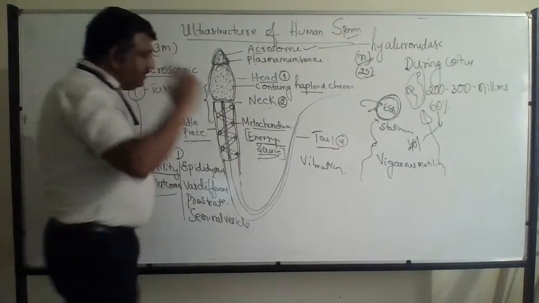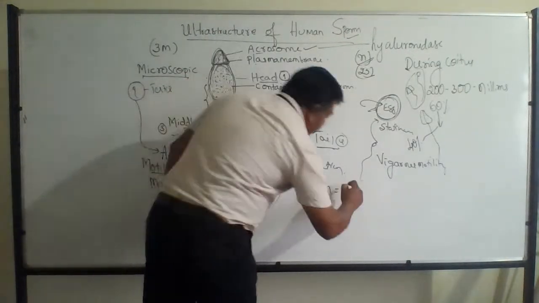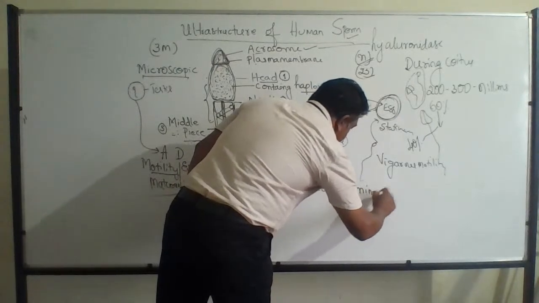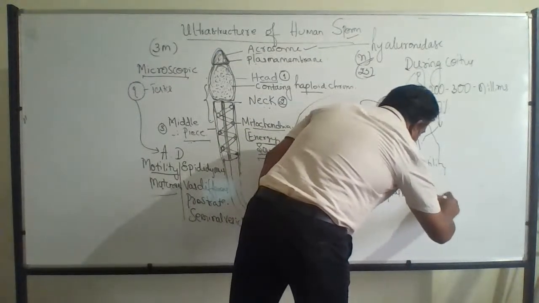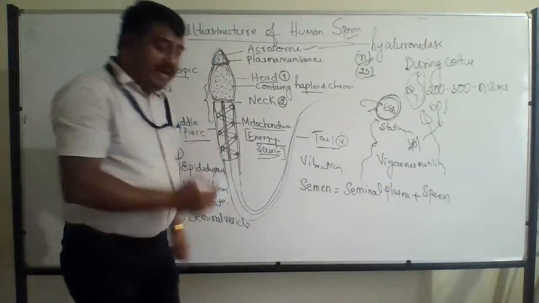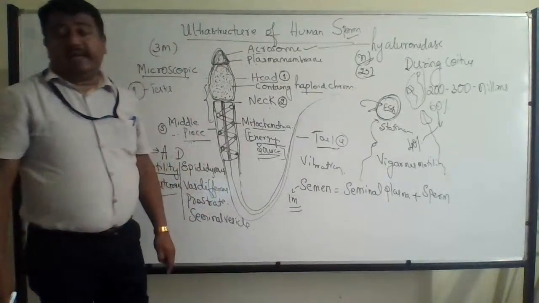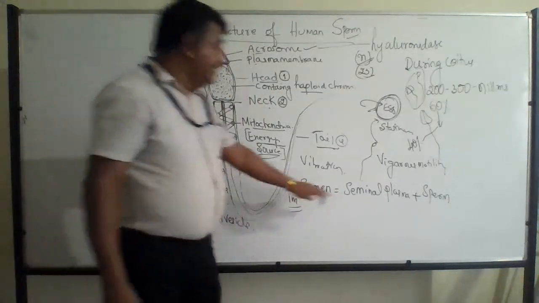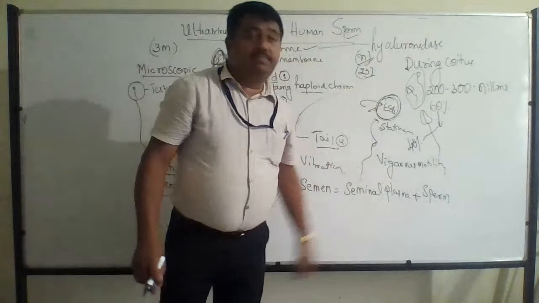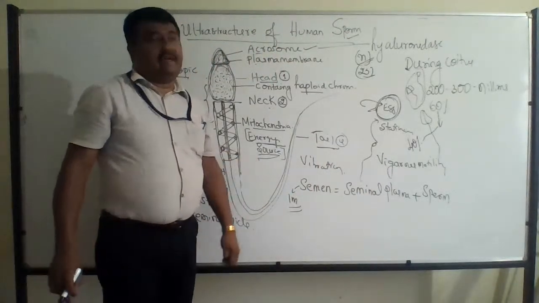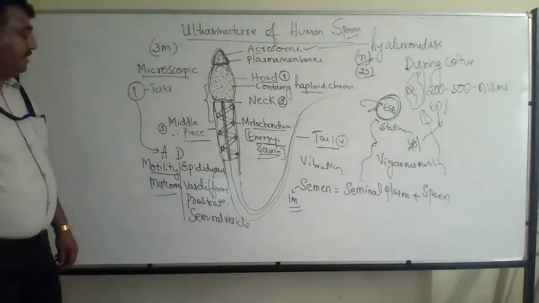Lastly, one more definition. What do you mean by semen? They may ask it as a one mark question. What is semen? At that time you can write: semen is nothing but seminal plasma plus sperm. The seminal plasma along with the sperm constitutes what we call semen. These are all the things regarding the ultrastructure of a human sperm.